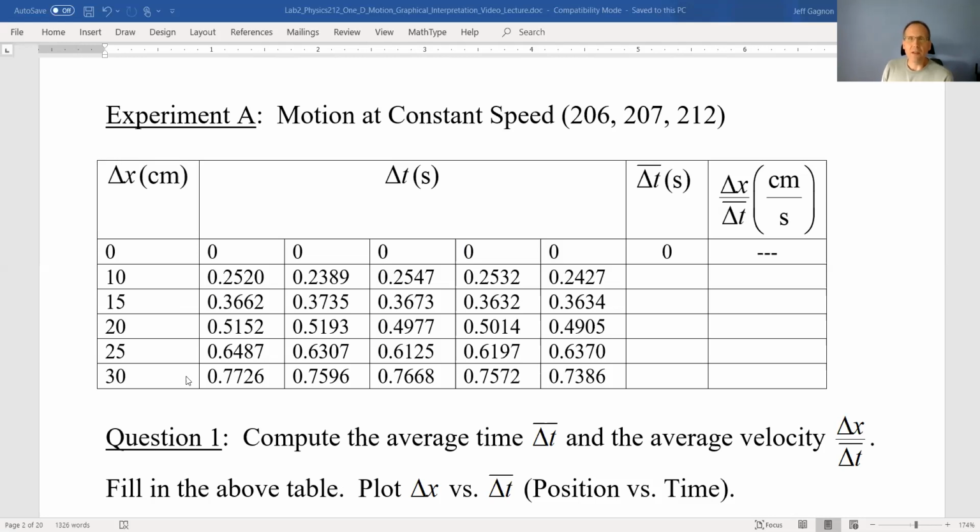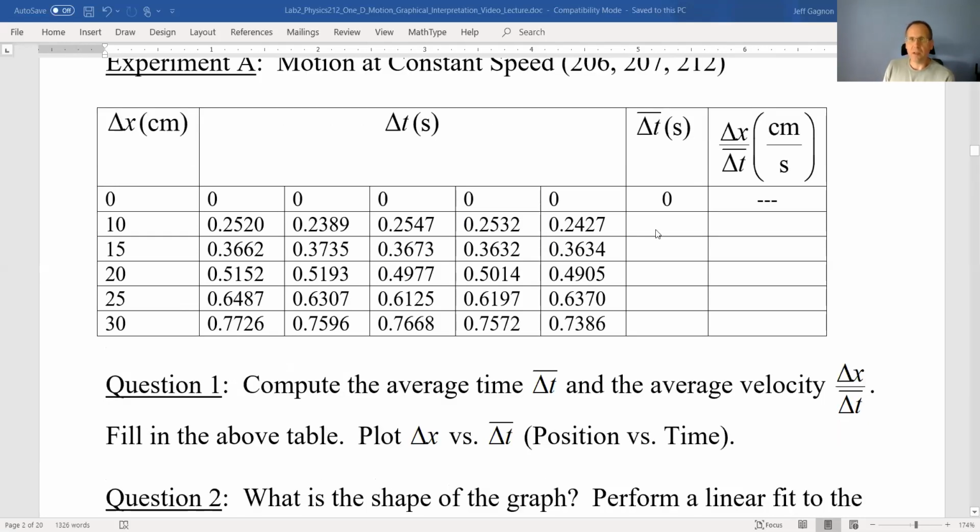So what I want you guys to do, question 1, is to compute the average time. So just average these 5 values. Make sure you round it to 4 places. I would use all 4 places here. And then compute the average velocity, so delta x over delta t. So for the first one, it would be 10 divided by this average time, right? And then 15 divided by this average time, and so on. And maybe round these to, say, 2 decimal places, okay? So compute delta t, compute the average velocity.